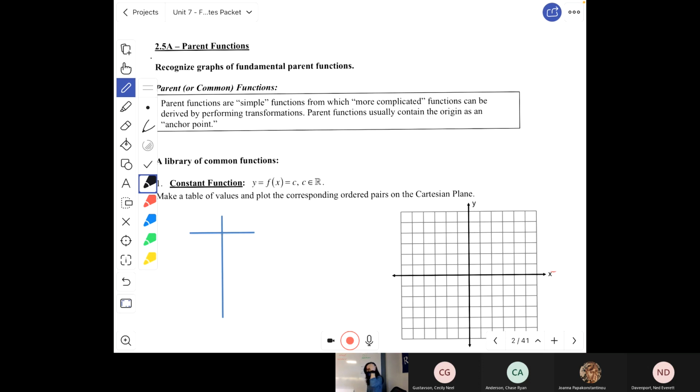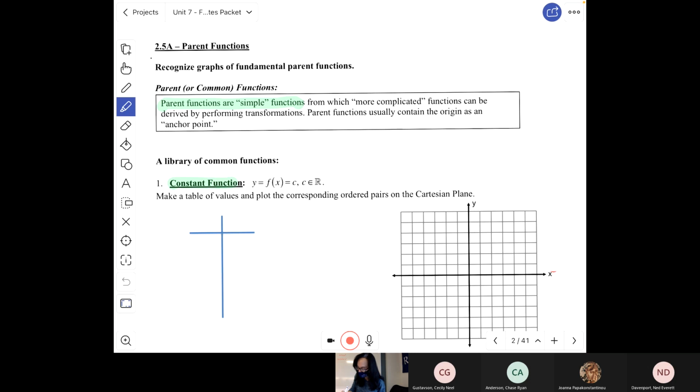Let's try this again. Parent functions. All right. So if you recall, what is a parent function? A parent function is the most stripped down basic version of a function in which we apply transformations to get image functions. We've looked at explorations in the past, and we've talked about things that those families of functions have in common. And we're going to start off by looking at the constant function.